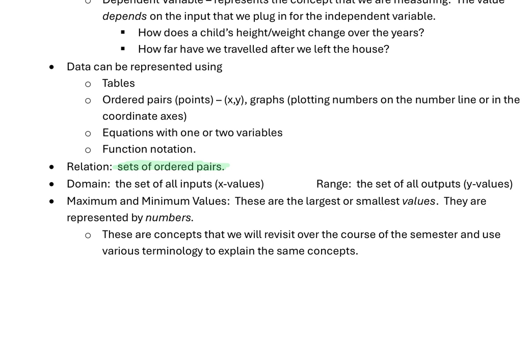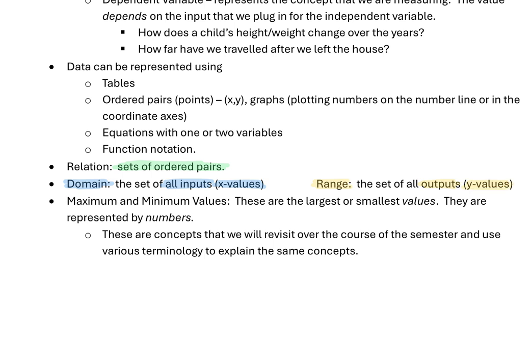Now, in terms of relations, we have two things. We have something called the domain, and the domain is the set of all inputs. For most of the things that we're going to be looking at, these are the X values. The other thing that we have is the range. This is the set of all outputs, or the Y values.